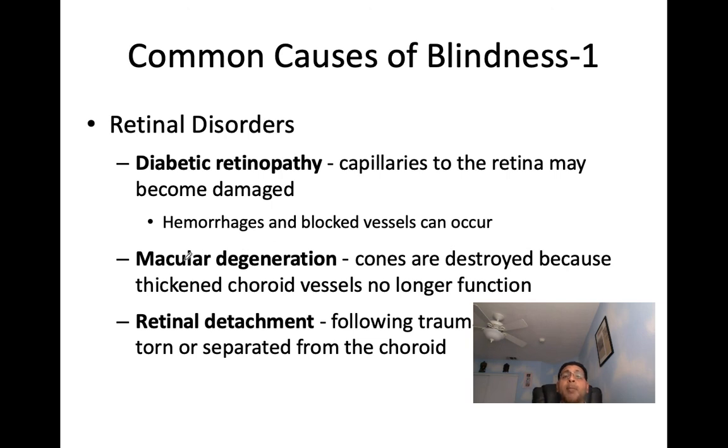Second, we can appreciate here macular degeneration. Here in macular degeneration, the cones are destroyed because the thickened choroid vessels no longer function. And then third, we have retinal detachment. This can happen following trauma. What happens is the retina is torn or separated from the choroid. And we've seen how important the retina is.